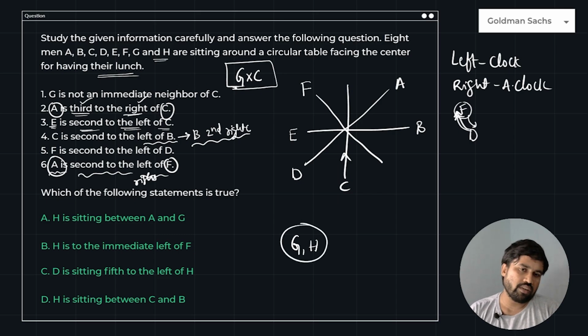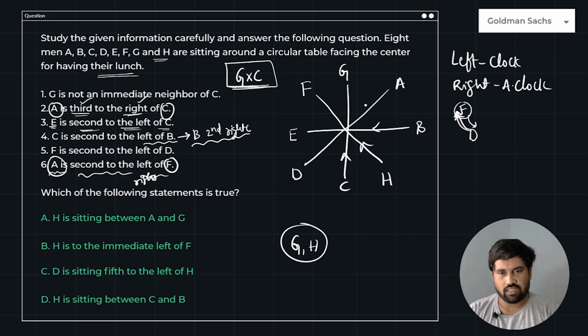And in the first statement, they have given G and C are not neighbors. So the only chance for H is after C, and G is opposite to C. So this is the arrangement, guys. This is how you have to read the data once and conclude the answer once. Which of the following statements is true? So we will read and we will conclude.